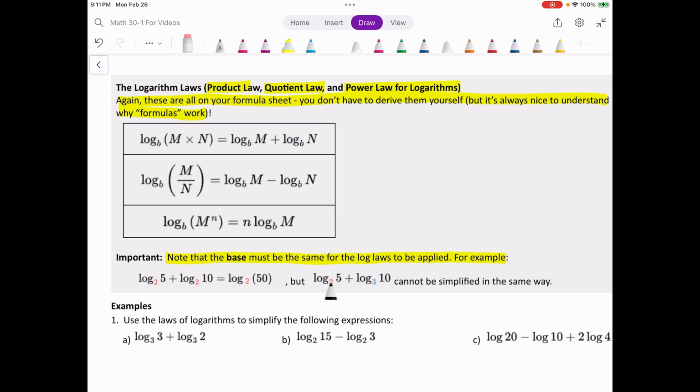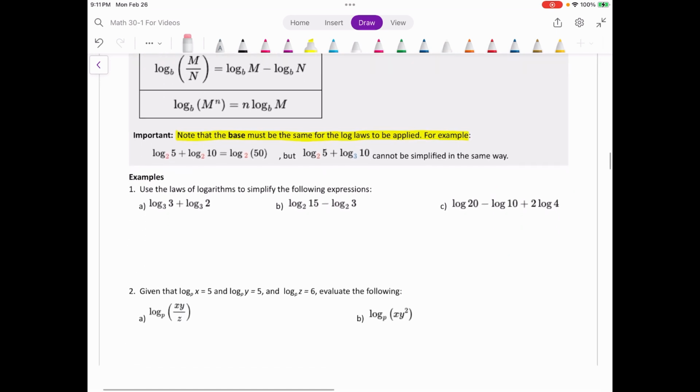This is saying 2 to the power of something equals 5. This is saying 3 to the power of something equals 10. Different bases, right? This one we can do it for, though. All right, let's try them out. They're kind of fun. I like log laws.